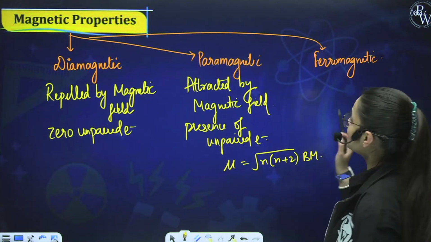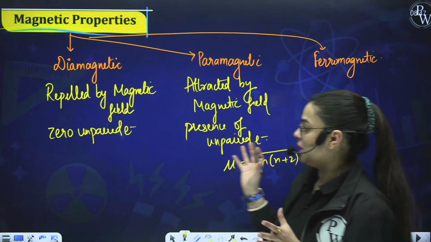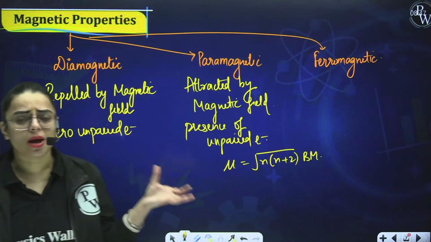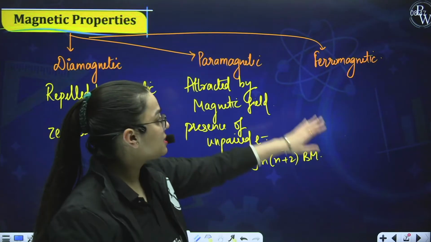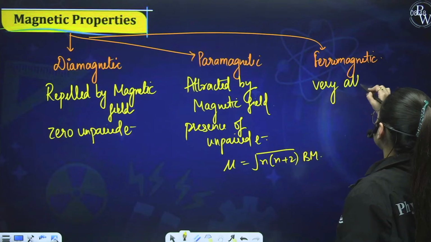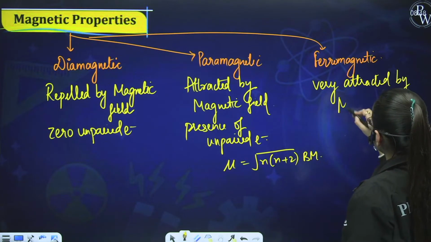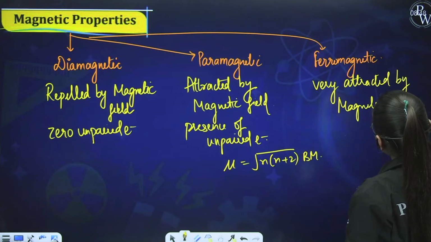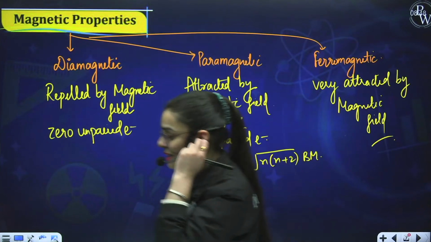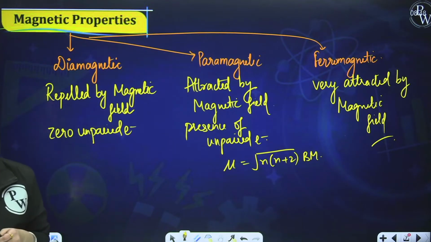Now students, if I talk about ferromagnetic, it is very strongly attracted by magnetic field. Ferromagnetic, ferrimagnetic, all of these terms we studied in the chapter Solid State as well. So basically what is ferromagnetic? Which is very much attracted by magnetic field. Kindly write it down, students. Also, you can open up your NCERT and read the segment from there.